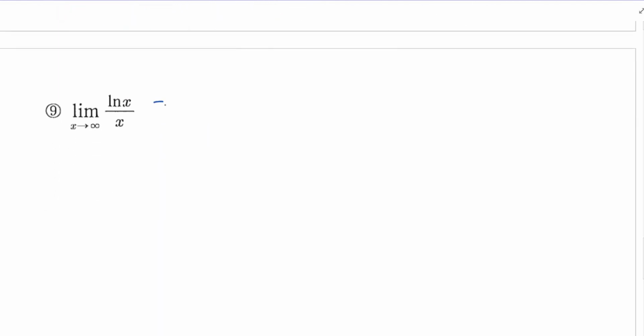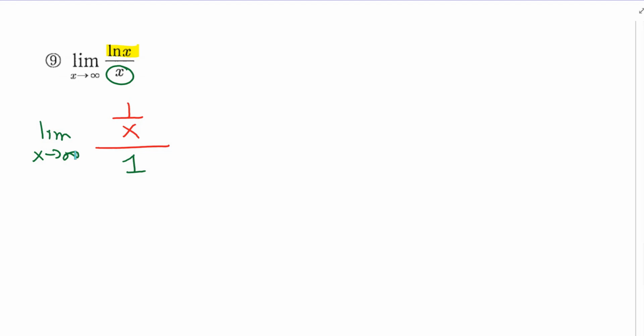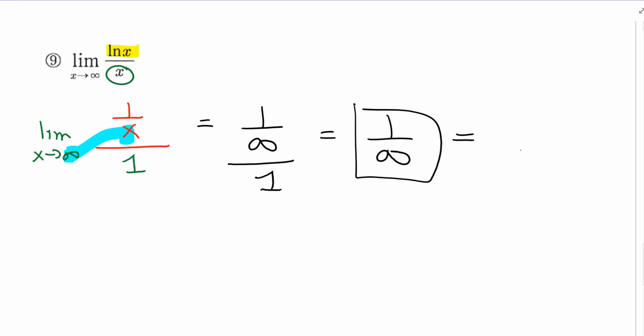And for this one here, if I go ahead and plug in infinity for the x values, I would get infinity over infinity. So that's another indicator where I can use L'Hopital's rule. And we just need to take the derivative of the numerator here and the denominator. The derivative of ln x is 1 over x, divided by the derivative of x is just 1. And this is the limit as x approaches infinity. And if I now plug infinity for x here, that would be 1 over infinity over 1, which is just 1 over infinity. And 1 over infinity is just equal to 0.